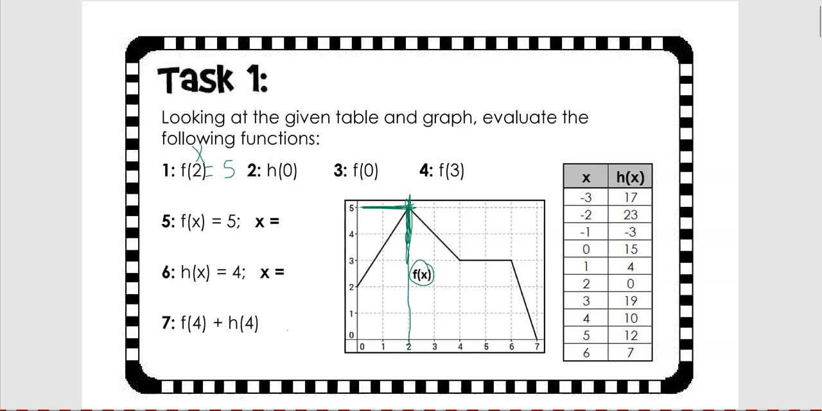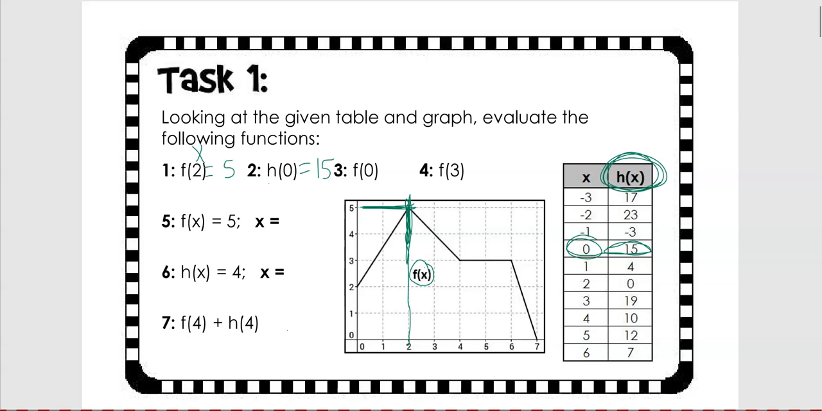Same thing for number 2. So number 2 says h of 0. So here is our h function, and what we are going to do is say h of 0. We're going to find the x value that's 0, and then we're going to look across from it. So h of 0 is 15. I expect you to do numbers 3 and 4 on your own.